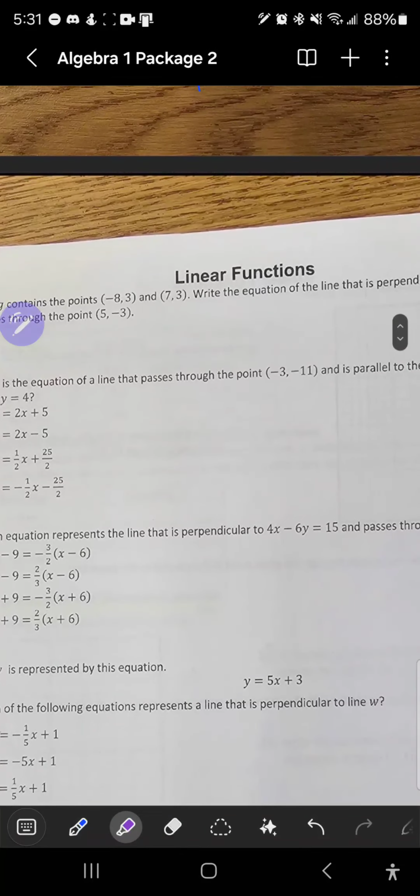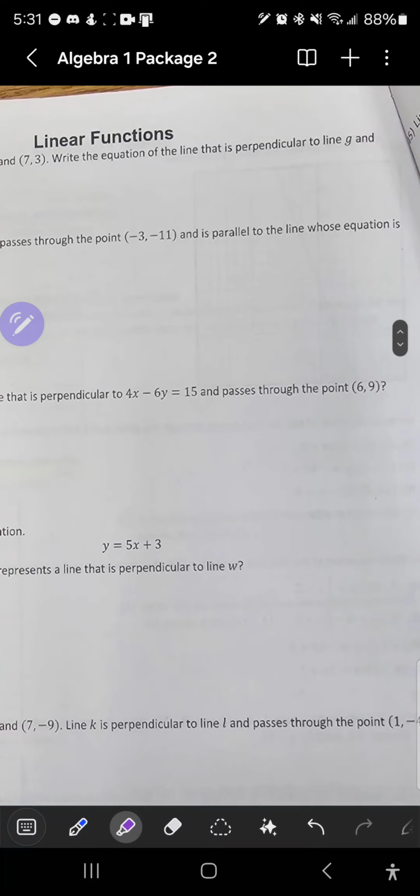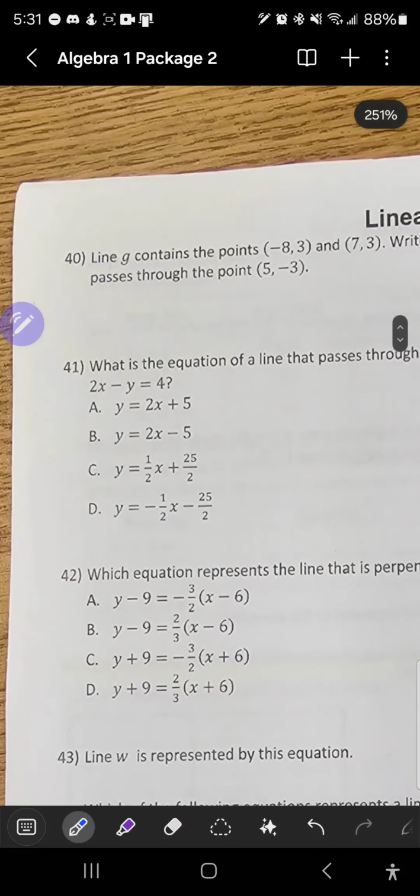And now let's keep going. Line G contains these 2 points, and now we need to write a line perpendicular to G. Doesn't this sound the same? For me, it does. I know it's very repetitive, but that's just to reinforce the concept, because it is important.